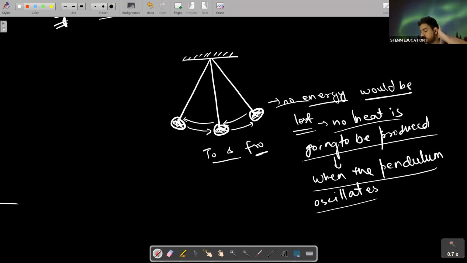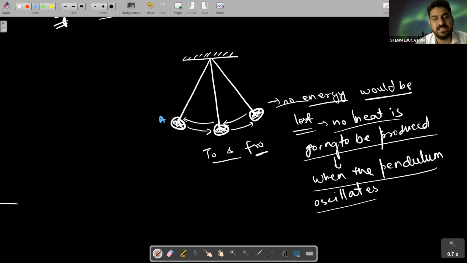The heat is going to be produced when the pendulum is undergoing its oscillation in an environment where there is air and there's a kind of air friction. But if there is no air friction, let's suppose that the pendulum is making to and fro oscillatory motion in vacuum, then no heat will be produced and the total mechanical energy would be conserved.